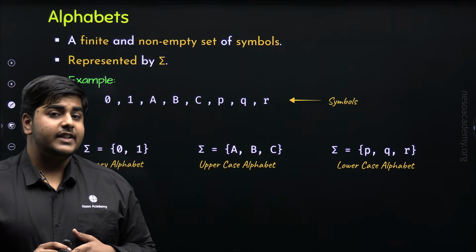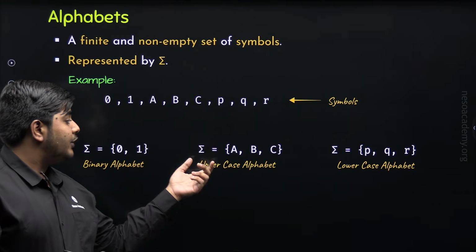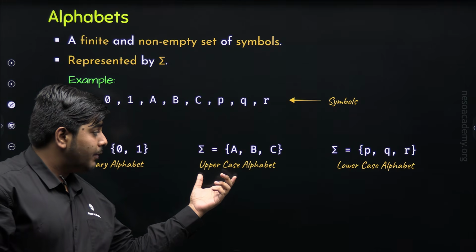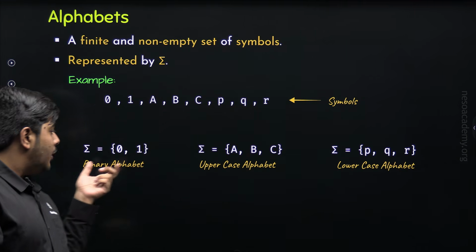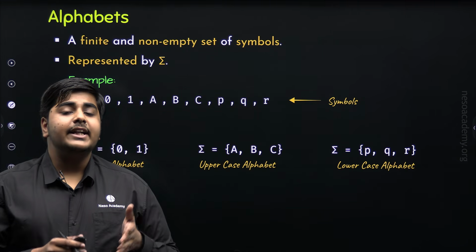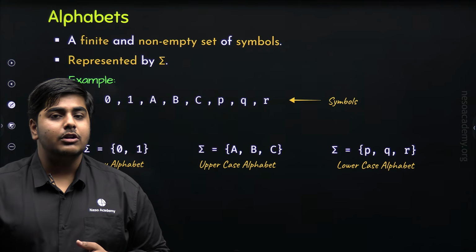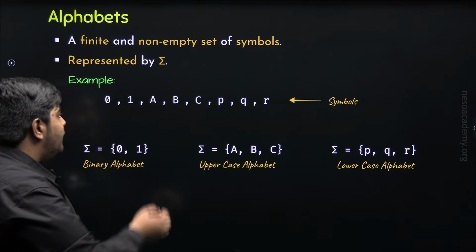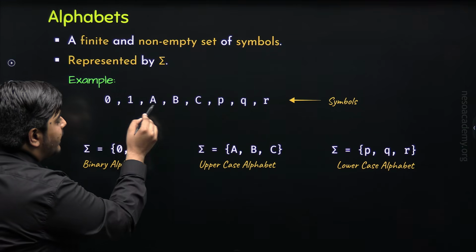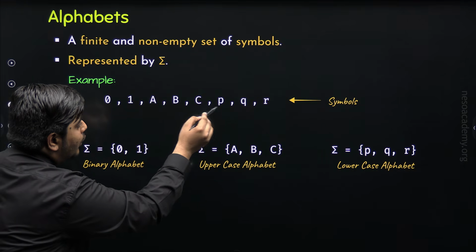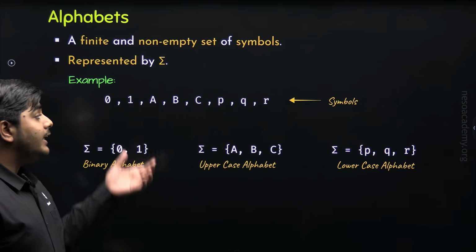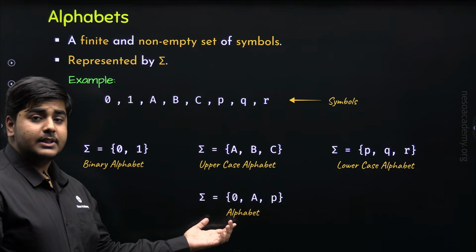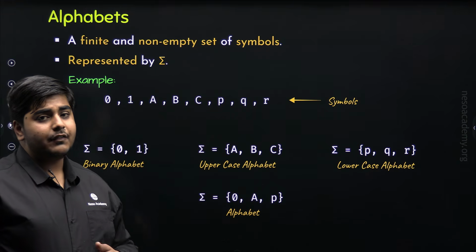But it is not always necessary that your alphabet will have a special name like uppercase or lowercase or binary. An alphabet can be the set of random symbols also. Like, if I take 0 from here, uppercase A from here, and lowercase p from here, and I will create a set of these three symbols, I will also get an alphabet.